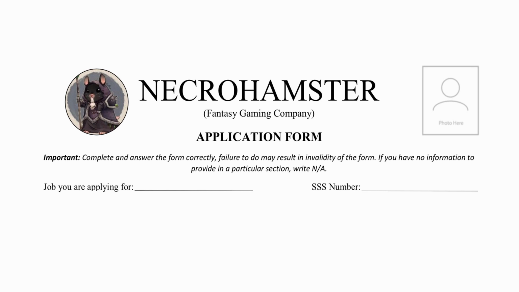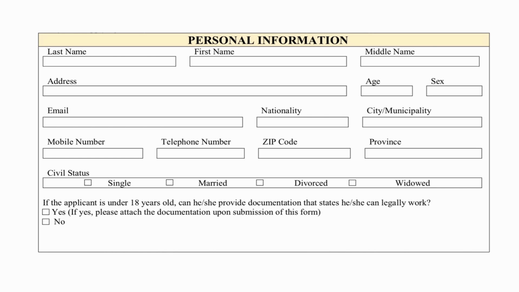Next is the personal information section, which will be discussed by Mr. Jarkio. Personal information. We tend to collect this information first as it is the priority of collecting data on an employee. They need to put their full name, address, age, sex, then the email, mobile and telephone number, zip code, and the last is the civil status.